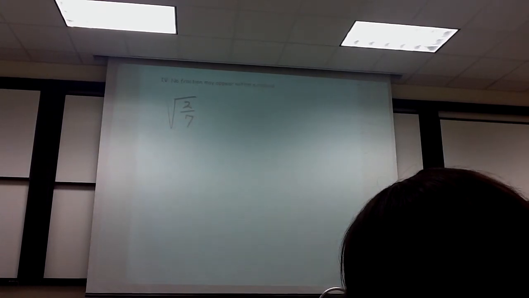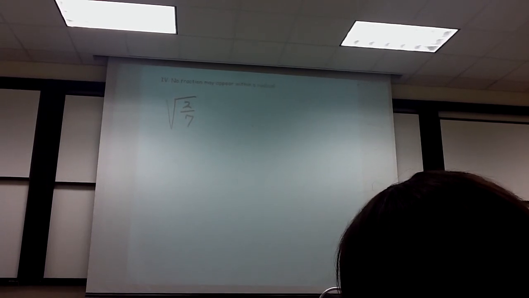Well, a simple question presents itself. What if it does? What if you have the quantity 2/7 and you want to know what the square root of that is? You can write that as the square root of 2/7. But what this says is that's not quite kosher. It's not quite an acceptable way to express the square root of this value.